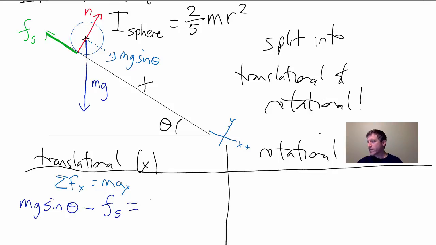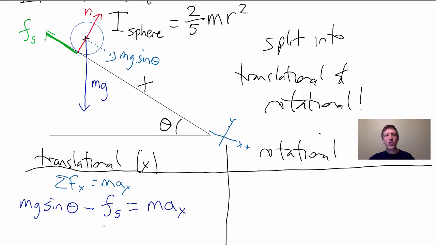Here's what we do know, that it's going to be equal to m a x. Are there any other forces in the x direction? No, that's it. Well, that doesn't finish this problem for us. We got two unknowns, a x and the force of static friction. So what we have to do is go to the rotational aspect. Let's go ahead and look at that.